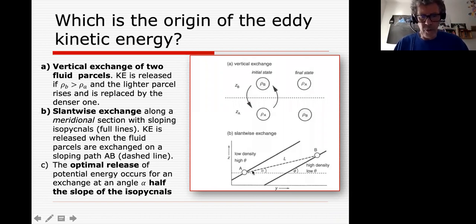Angle alpha plays a role in the sense that the optimal, the maximum potential energy release occurs for a change at angle alpha, which is half the slope of the isopycnals. This can be analytically demonstrated. And obviously, in general, you don't have perfectly parallel isopycnals, and the movement of the water parcel is not adiabatic and so on. So there is a lot of idealization in this process. But what is important is to have a slantwise orientation of the isopycnals and an external movement that triggers this displacement.